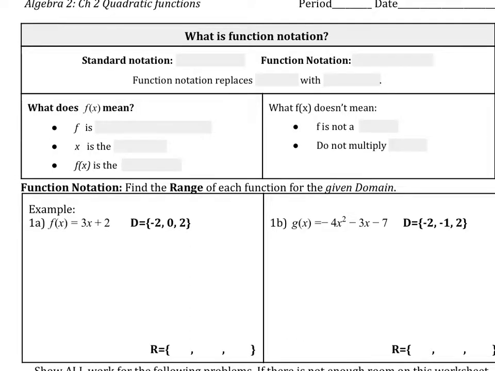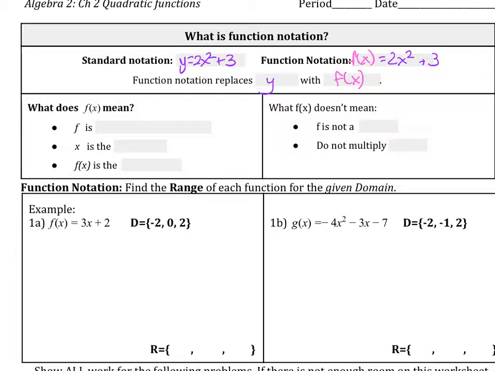Let's take a look at function notation. So standard notation, we normally see something like y equals 2x squared plus 3. Now with function notation, it actually looks very similar, but instead of the y, we're going to see an f of x equals 2x squared plus 3. The function notation replaces y with our f of x. So they are equal. When you see f of x, that really just means y, and vice versa.